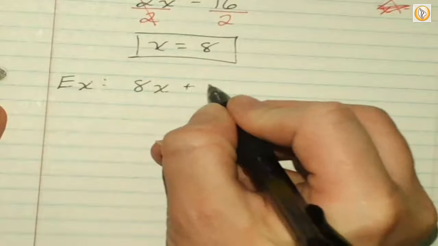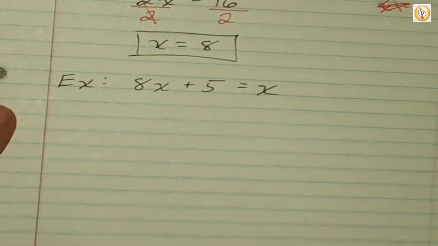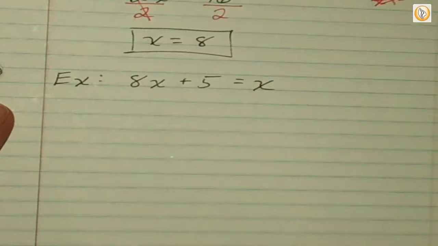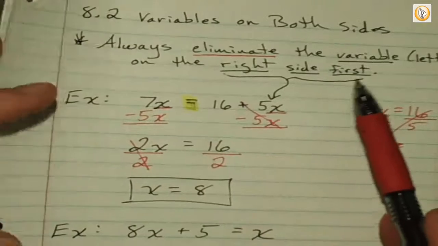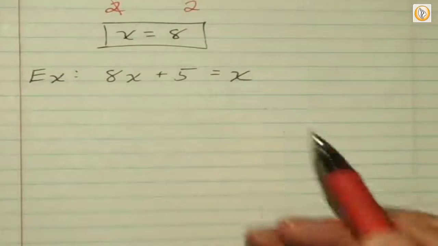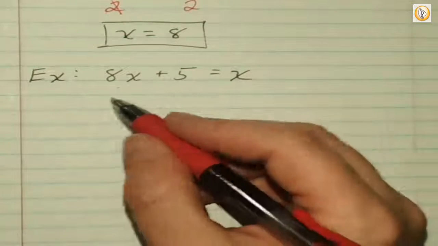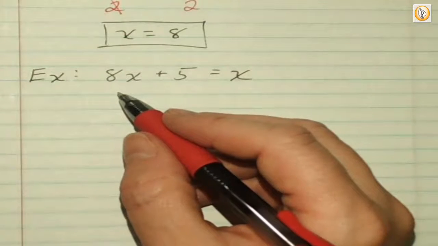Okay, another example. 8x plus 5 equals x. Now, you can do one of two things. You can either do like my little tip over here by eliminating the variable on the right first, or we could actually move the 5 over. I'm going to go ahead and stick with moving the variable over.